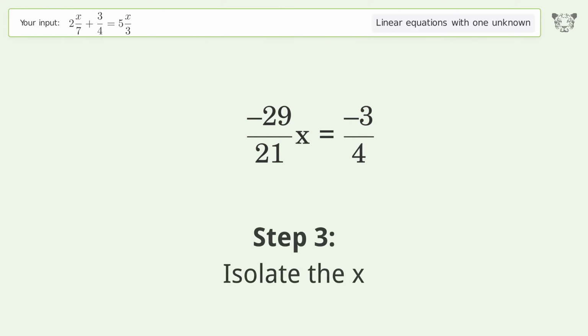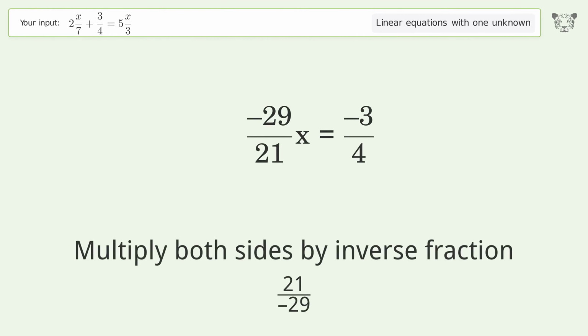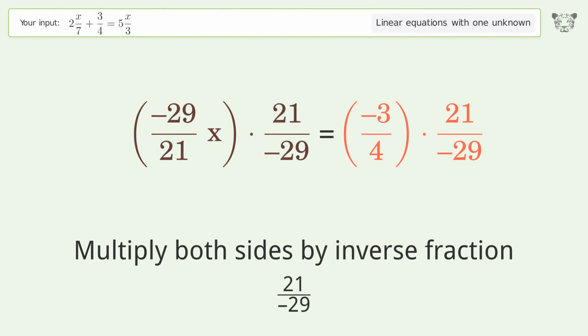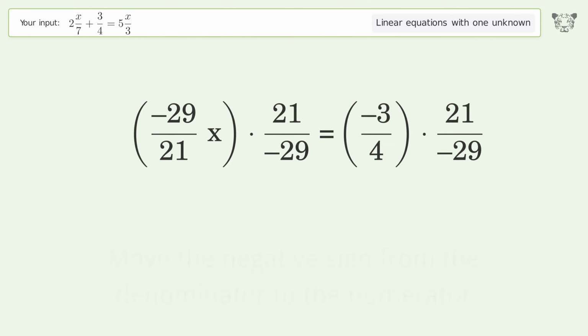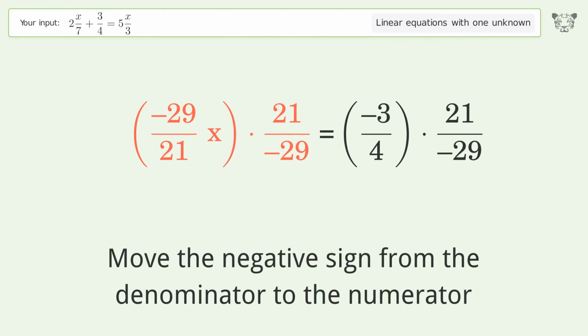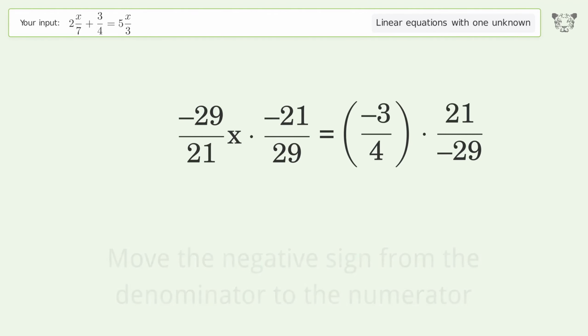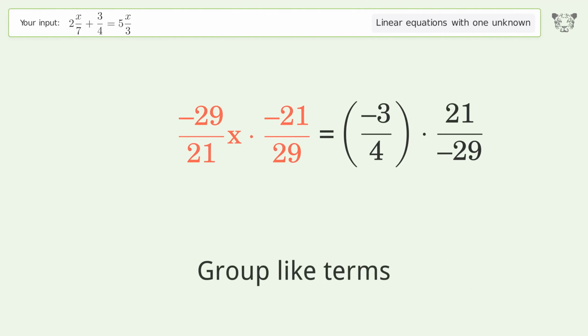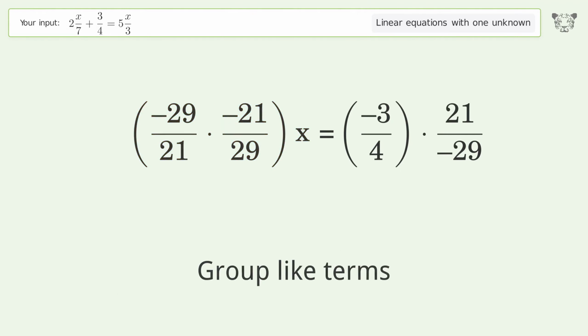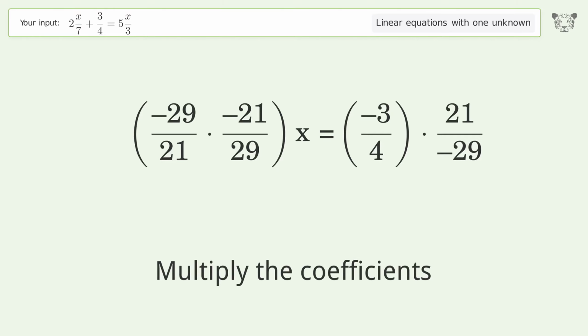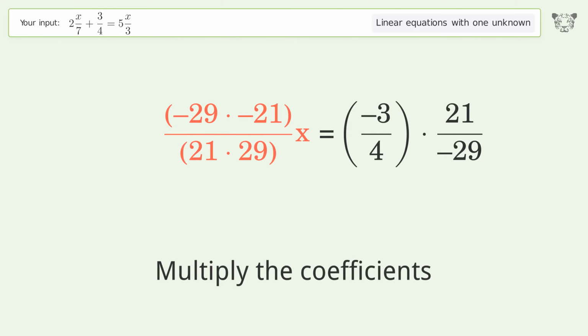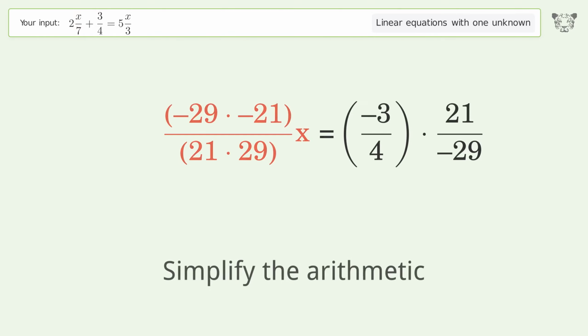Isolate the x. Multiply both sides by inverse fraction 21 over negative 29. Move the negative sign from the denominator to the numerator. Group like terms. Multiply the coefficients. Simplify the arithmetic.